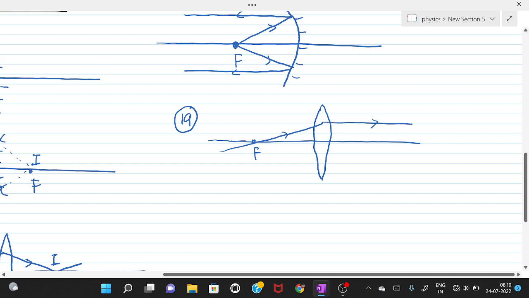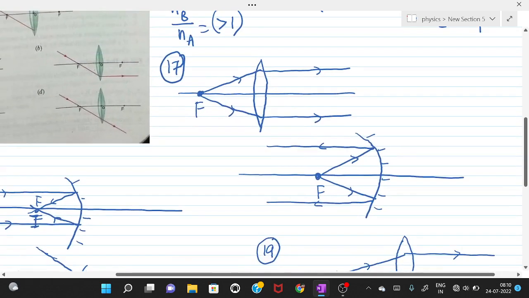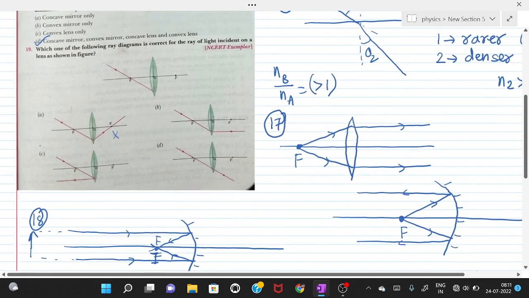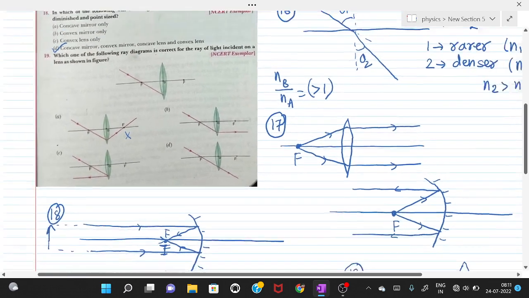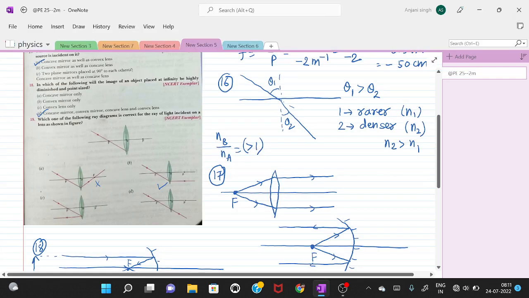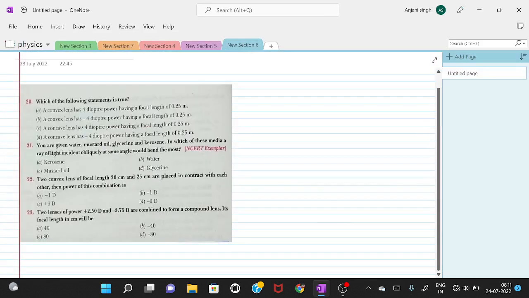Now let's see the options for question number 19. For option A, after passing through the focus, the ray is again passing through the focus. This is not possible. Now option B, after the ray passes through the focus, it becomes parallel to the principal axis. This is correct. I have already discussed it. So option B is correct. Now we are going to see question number 20.